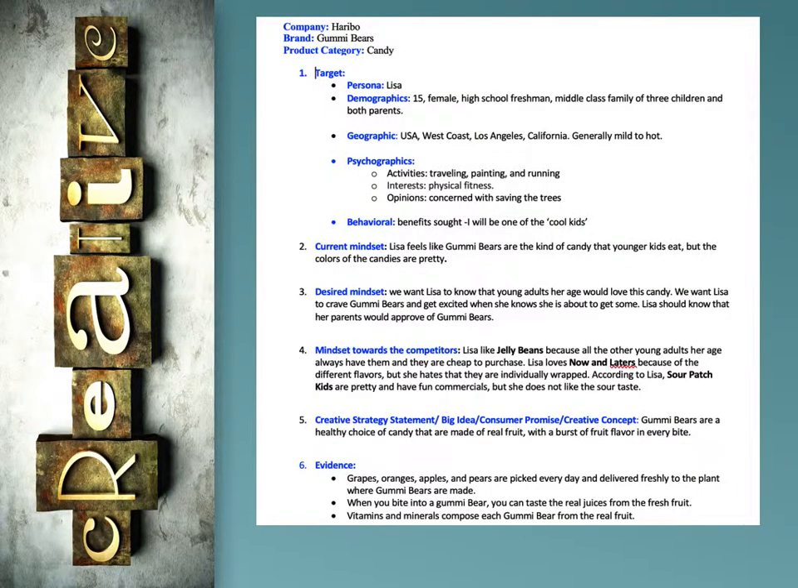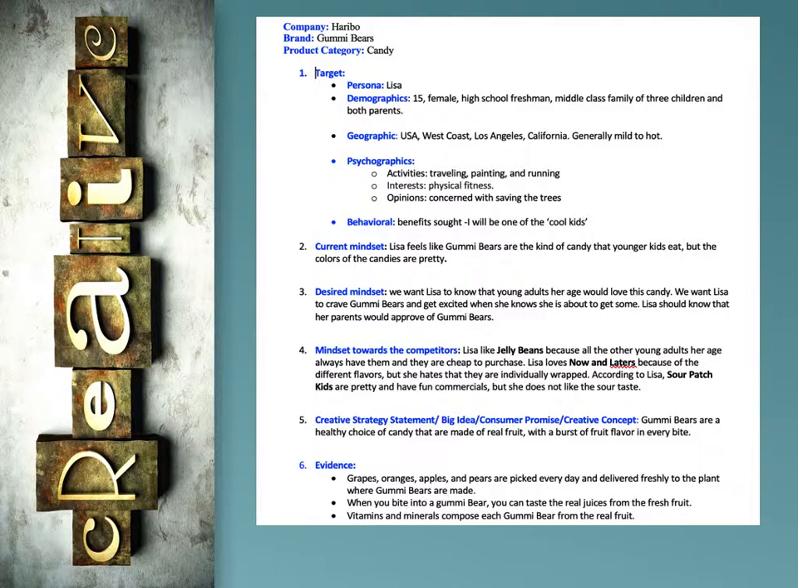And then number 6 is the evidence. So you can't just say that, oh, gummy bears is a healthy choice of candy when it's not. Or you can't say it's made of real fruit if it's not. So you have to support your creative strategy. Number 6 is referring to number 5. Number 6 is the evidence of number 5.